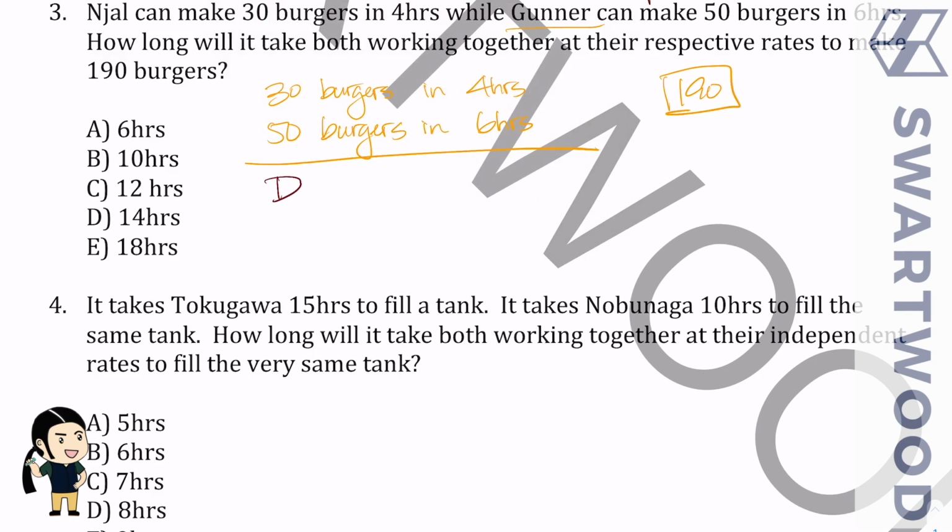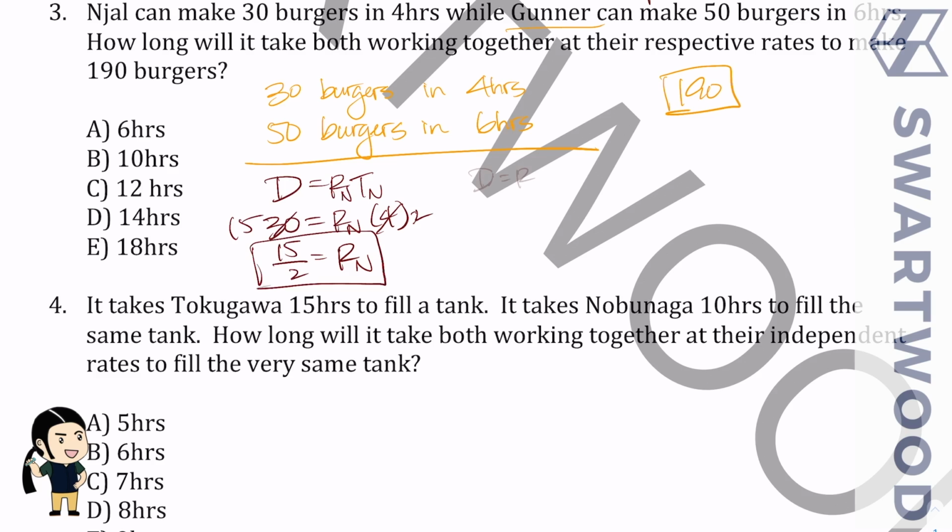But first, the distance, right, would be what? Well, let's write it this way. And let's do this for Njal. Okay, so distance would be he gets 30 burgers done. The rate we don't know, the time is 4 hours. So you can see that his rate is, I'm going to divide both sides by 2, make this 2, make this 15 just so it looks cleaner. So 15 over 2.